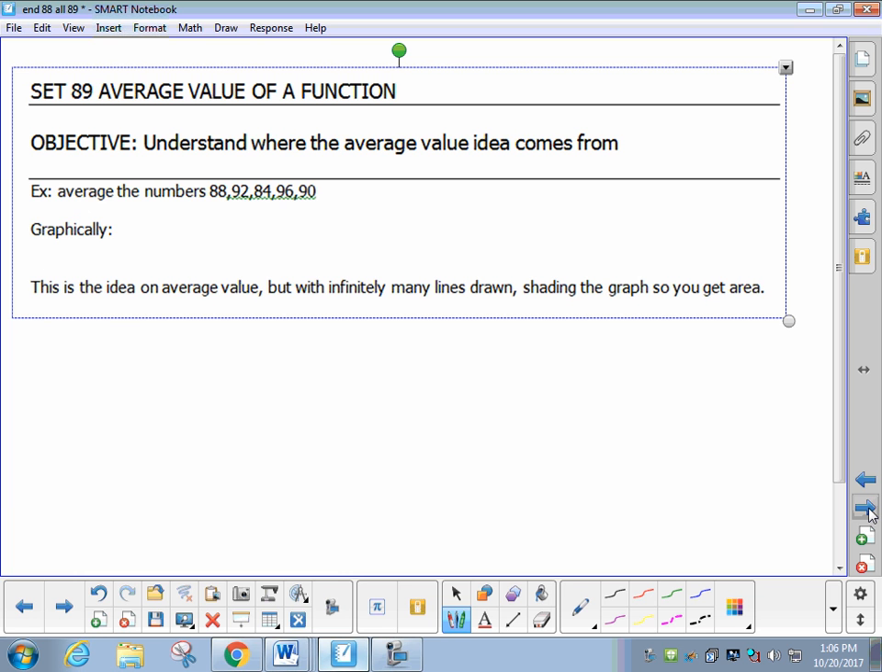Now let's move to set 89, average value function. Here we go. Tammy, how you doing? Looks like you're struggling to get to the finish line of the week, sister. Hey, you don't look very happy.